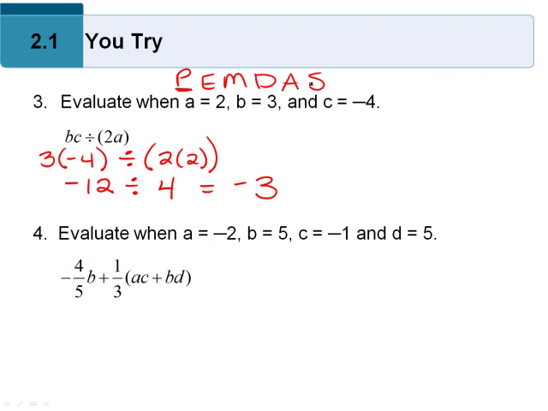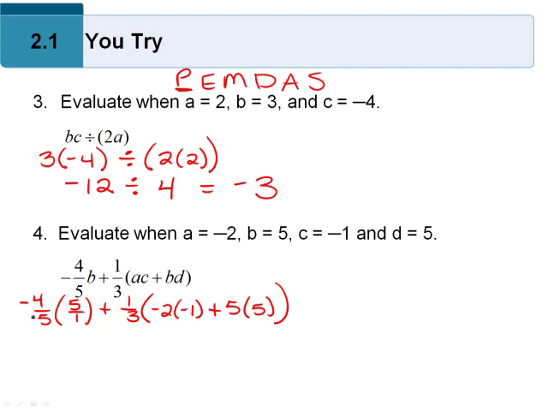All right, and I think this is the last one. We've got these lovely fractions you guys all love so much. Negative 4/5 times b. So b is 5, so I'm going to put 5 over 1 plus 1/3, and then we have a times c. Well, a is negative 2, c is negative 1, plus b times d, that would be 5 times 5. So that's in that big set of parentheses.